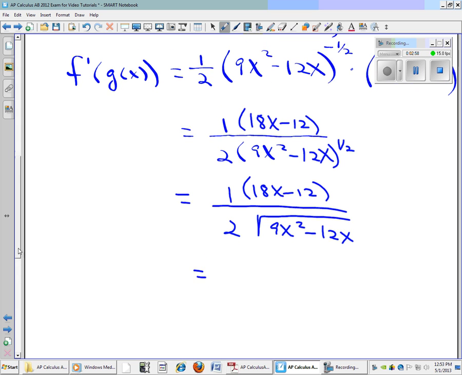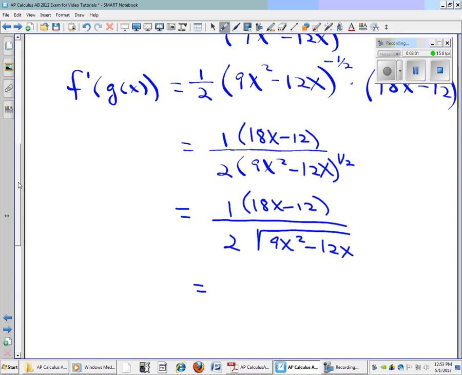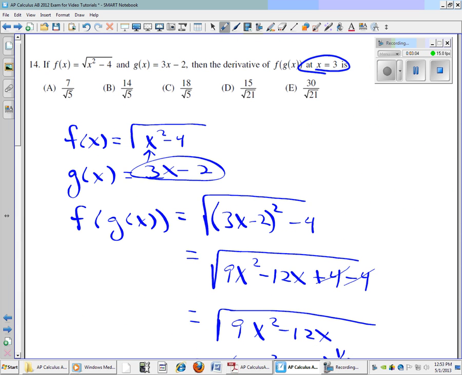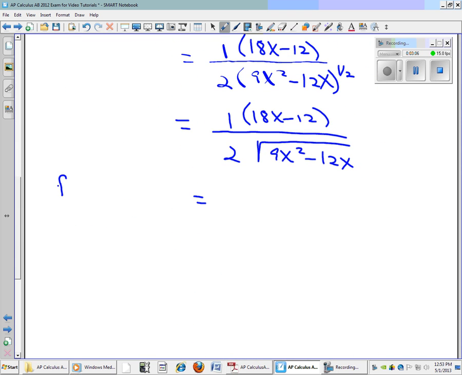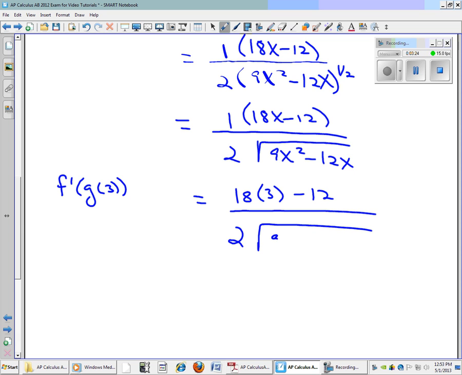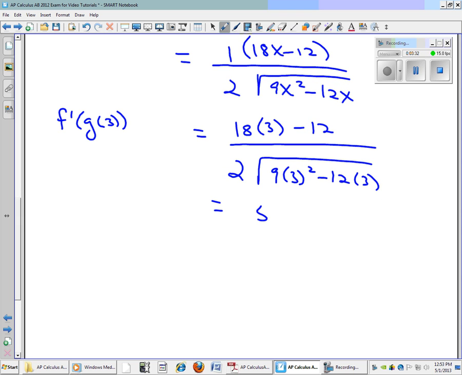And now we can substitute in, because we were asked to find the first derivative at x equals 3. So we're going to substitute in the value of 3. So the first derivative of f of g of 3 will equal 1 times the term at the top, so I'll have 18 times 3 minus 12. And in the denominator, I'll have 2 times the square root of 9 times 3 squared minus 12 times 3, which will give me 54 minus 12 over 2 times the square root of 81 minus 36.